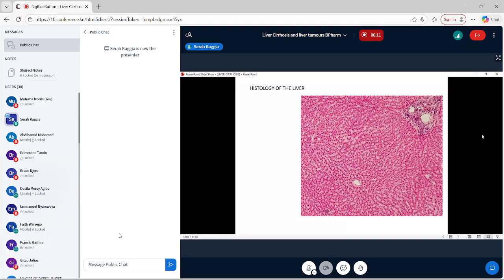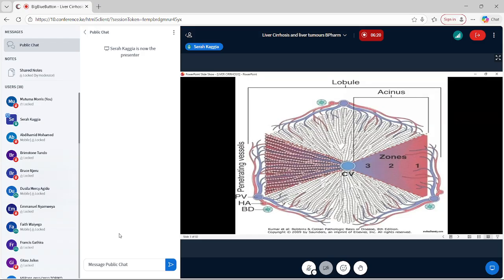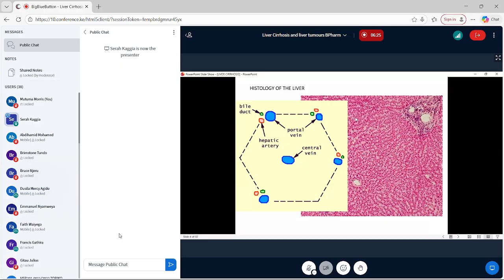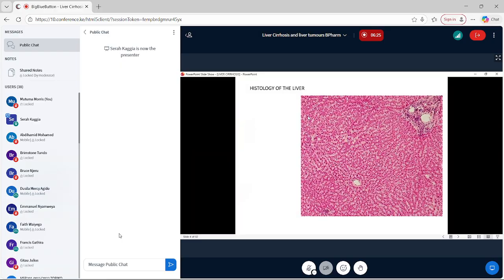Normal anatomy. And this is what I was describing. Okay. So if you look clearly, you see these tracts I'm talking about, the portal tracts, these lines going like this. On histology, this is what we see. You see the tracts like these lines of dots going like that. So this is a portal tract.